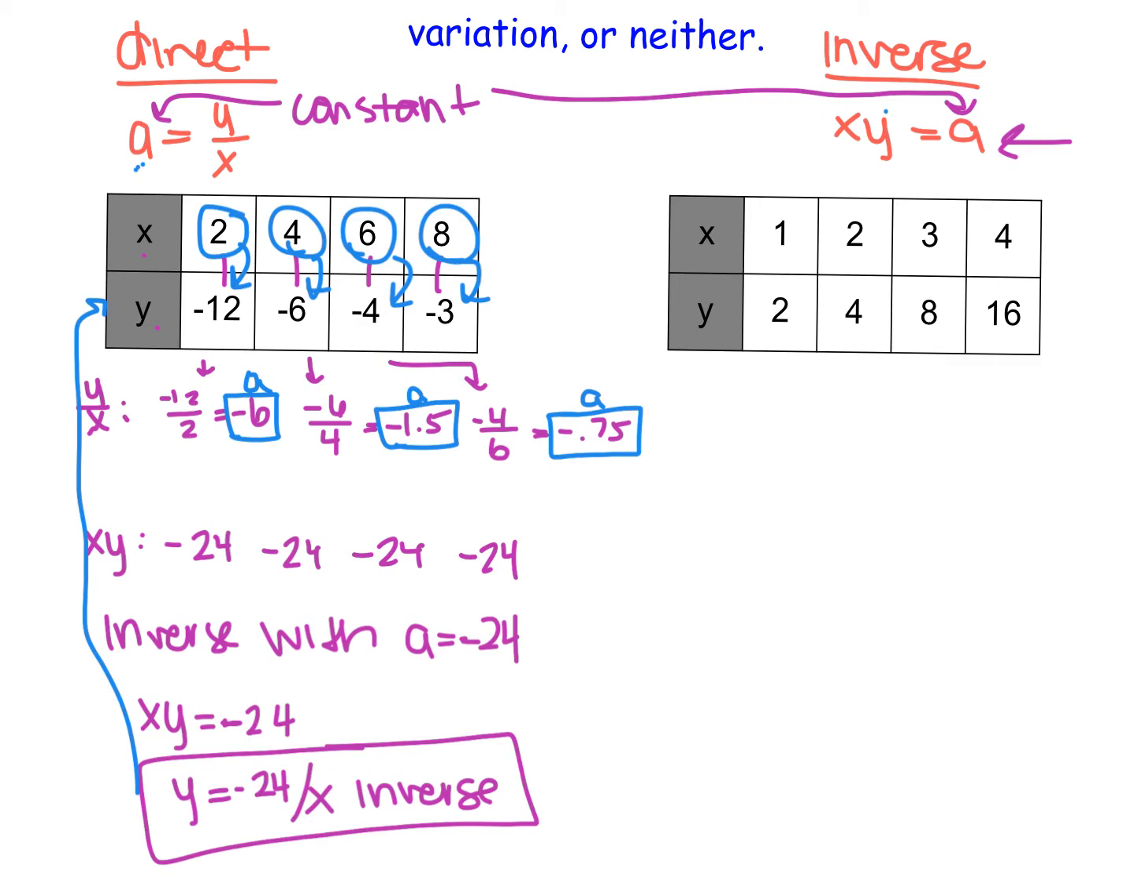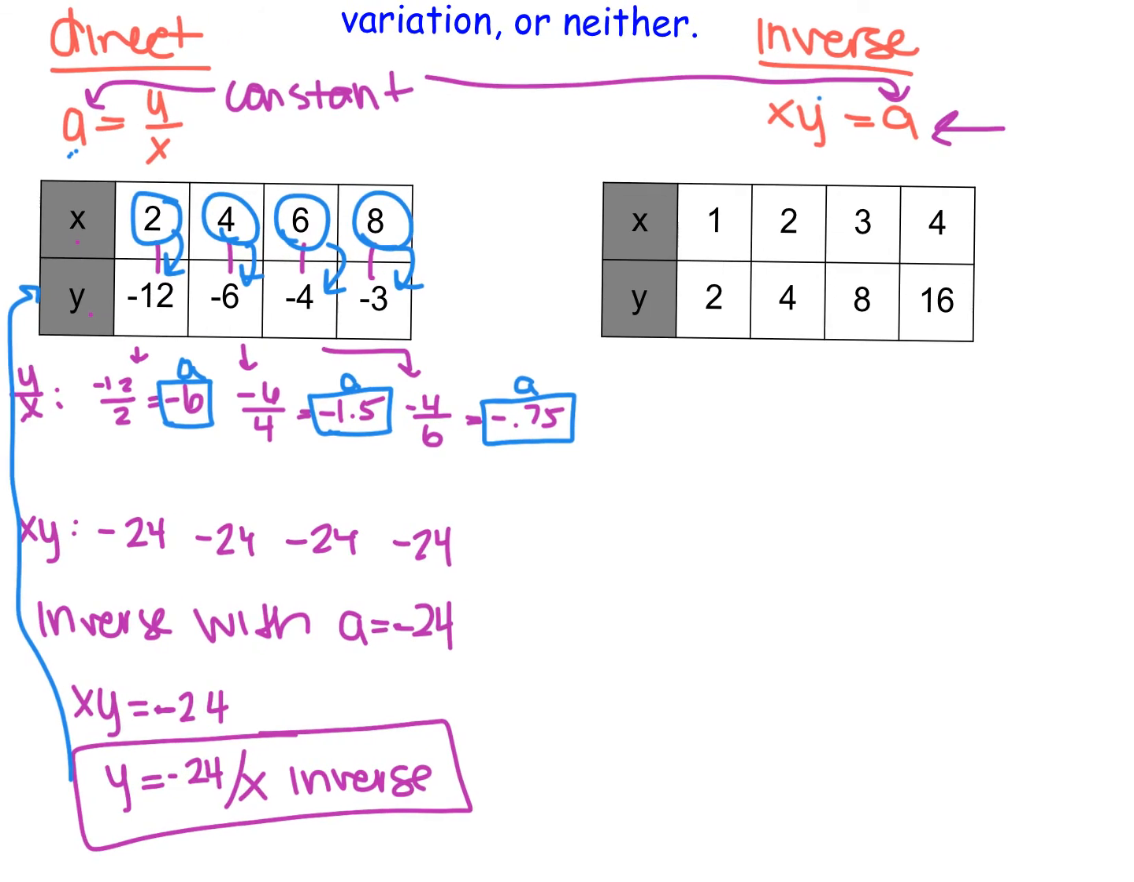So now let's take a look at table number 2. Here we're going to test for the same things. We're going to start looking for, can I find a constant with y divided by x, or can I find a constant with x times y? So if we take a look at the first pattern there, we have y divided by x.